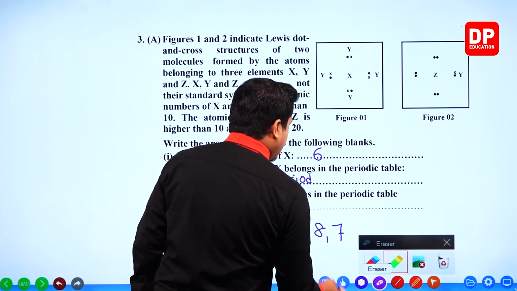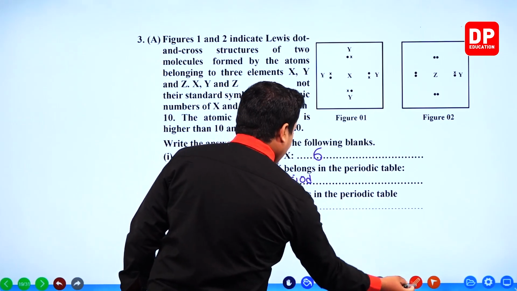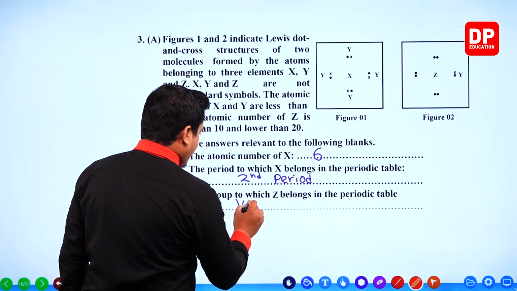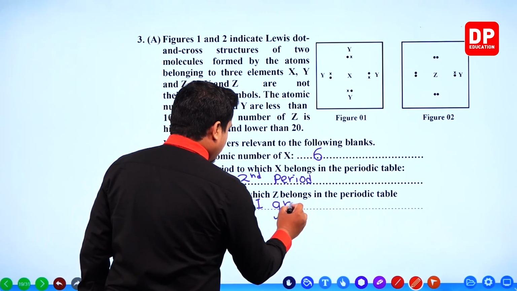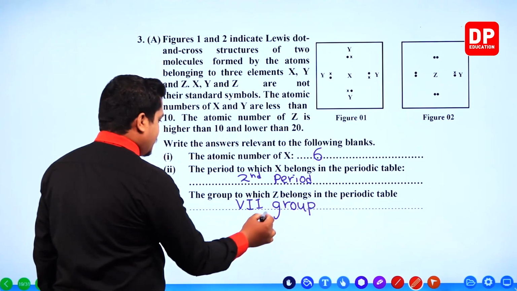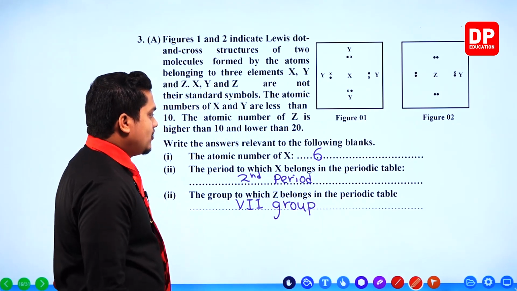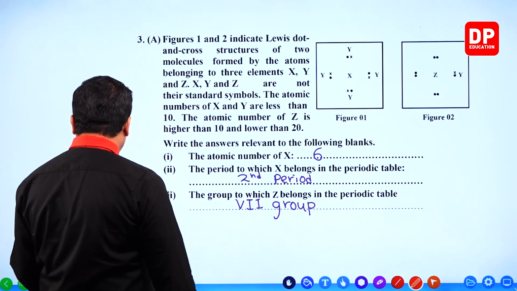So when writing the answer, remember, we have to use Roman numbers like this. 7th group. Z belongs to the 7th group, right?